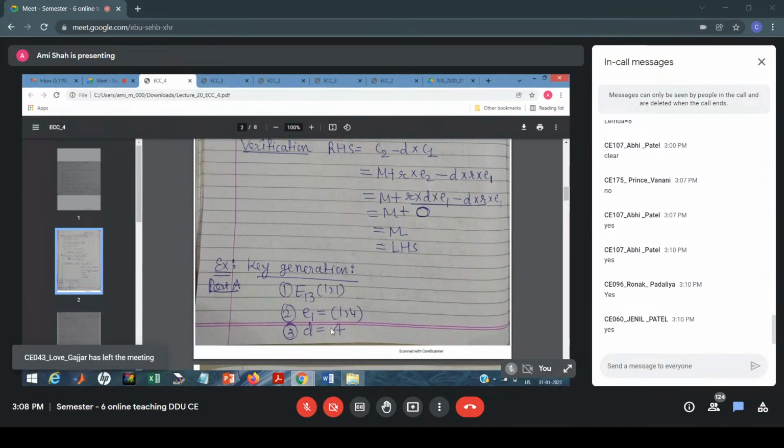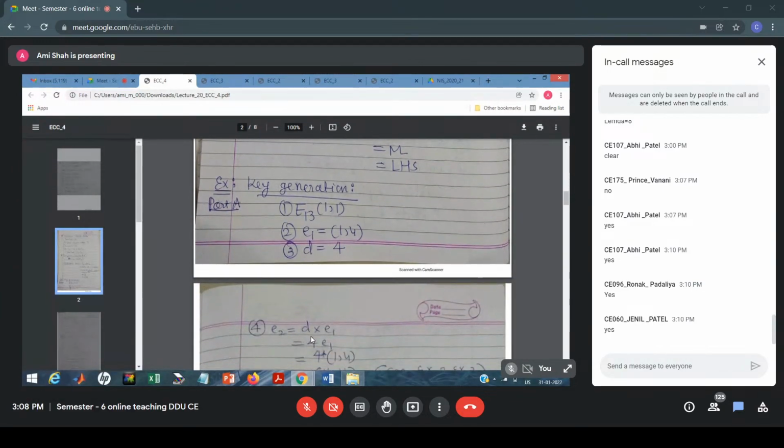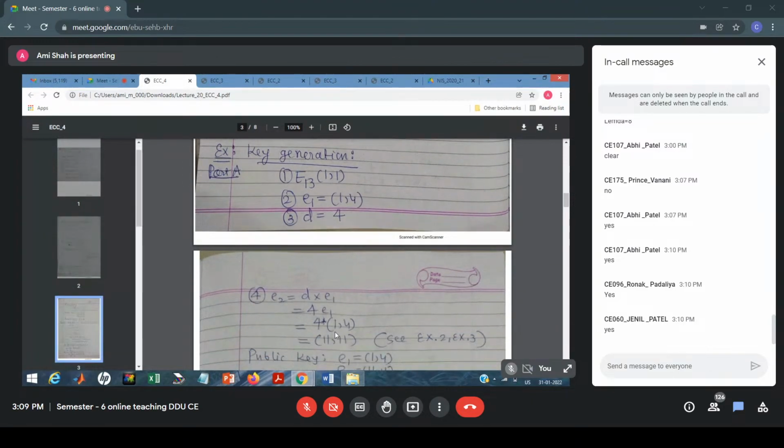Then, d equals 4, which I have taken. All of you know this is the formula: E2 equals d into E1. So see here, the value of d, that is 4, multiplied with E1, which is a point, 1 4. What type of form is it? All of you know that it is 4 into P. Yes or no? Where P is the point 1 4.